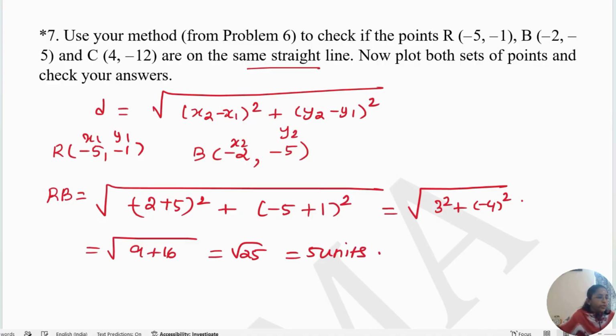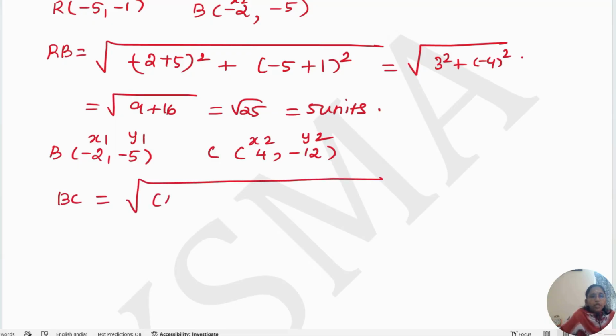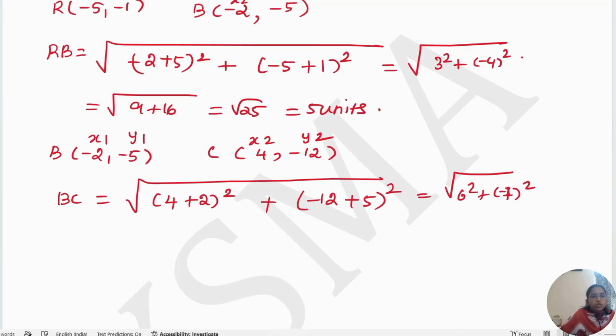Now again find the distance between the points B and C. Your B point is minus 2 comma minus 5 and our C point is 4 comma minus 12, it is given. So take x1 y1 and x2 y2. BC will be equal to square root of (x2 minus of minus, so plus 2) the whole square plus (y2 is minus 12 minus of minus y1) the whole square, which is square root of 6 square plus minus 7 the whole square. So this is root 36 plus 49, which is equal to root of 85 units.